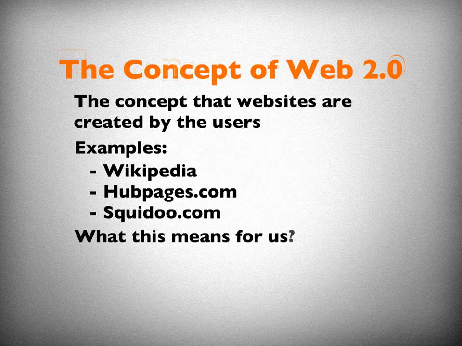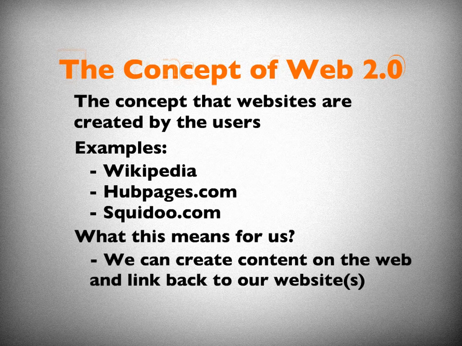Now, what does this mean for us? Yay, we get to create content, but what does that mean? Well, we get to create the content on these websites and then link that content from their website back to our website. You have to understand, Hubpages and Squidoo have been around for a long time, and Google has given them a very high page rank, that score from 0 to 10. So we get some of the benefit of that high page rank by creating a page on their site and linking it back to ours. That's the basic concept of Web 2.0s.